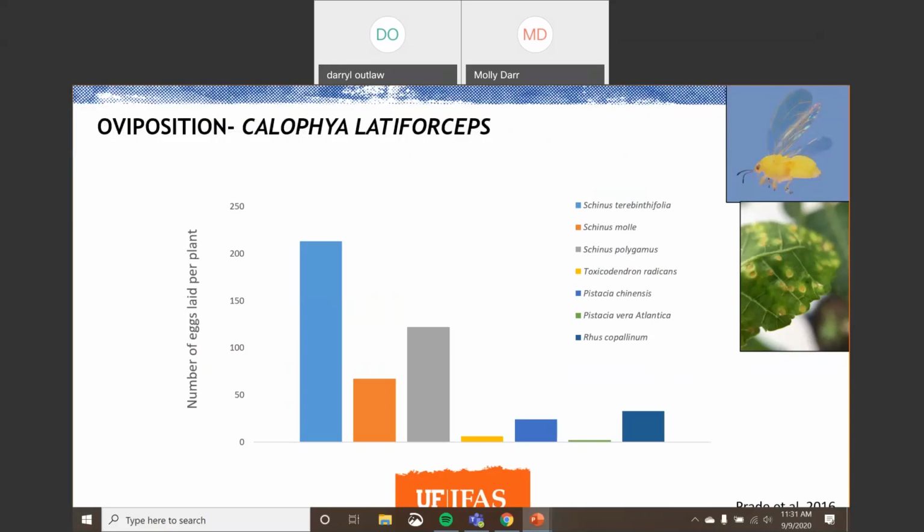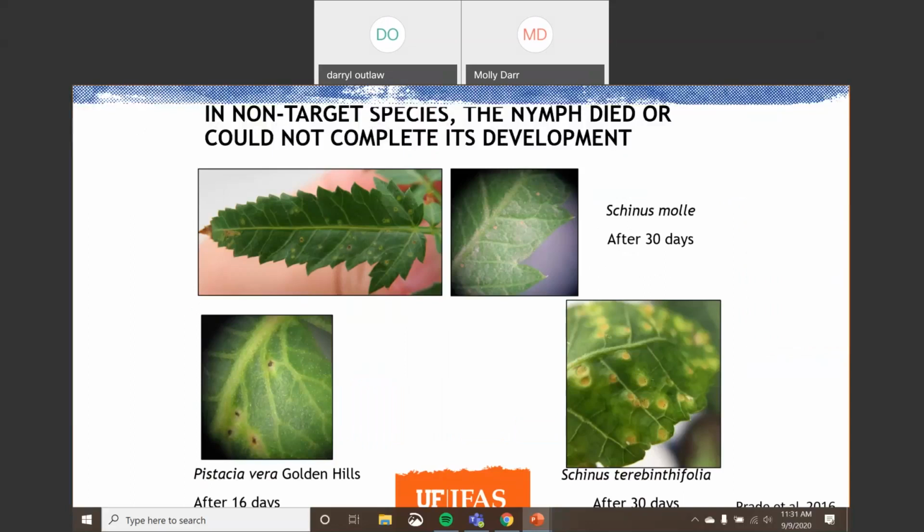So that might bother us. We got egg lay on some plants. But what we found, or what Patricia found, was that these eggs either dried and didn't hatch, or if they did hatch, these insects could not complete gall development on these plants.